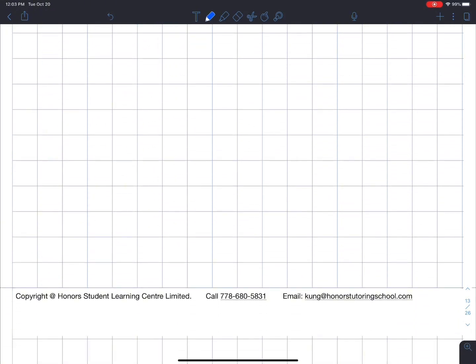Question 17. A car traveled 88 3/4 km in 1 2/3 hours. What was the car's average speed? So you need to know the average speed. It's just distance over time. So over means division. So the distance here is 88 3/4 km divided by the time, 1 2/3 hours.